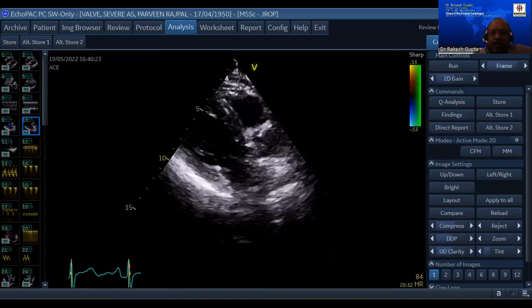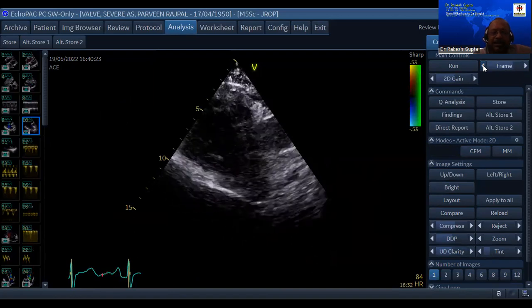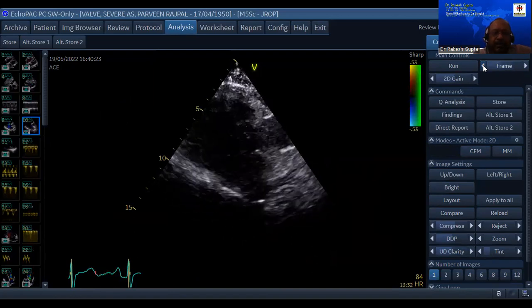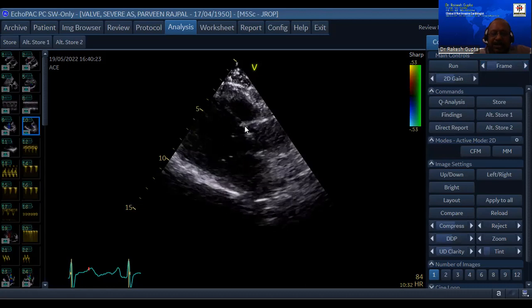When the leaflets are opened up in aortic stenosis, when the aortic valve is at maximum opening in mid-systole. So I'm going to get to mid-systole. Now you can see my cursor is at mid-systole. And the leaflets, now look carefully. This is classical doming which is seen over here. Can you see this doming? The right and non-coronary cusp shows doming.